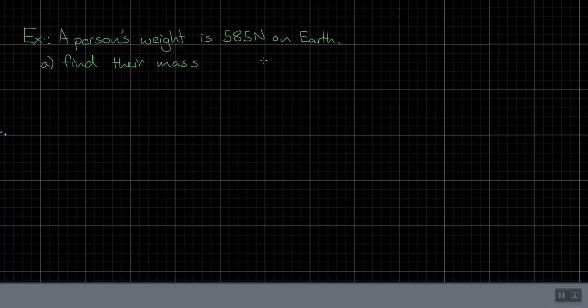Let's see. Someone's weight, a person's weight is 585 newtons on Earth. Okay, I have two things I want you to do. I want you to, on A, find their mass. And then on B, I want you to find their moon scale reading. So weight on moon, if the gravitational field strength on the moon, which you can just write g if you want, but I'm going to be really specific. I'm going to tell you that this is equal to negative 1.6 newtons per kilogram.